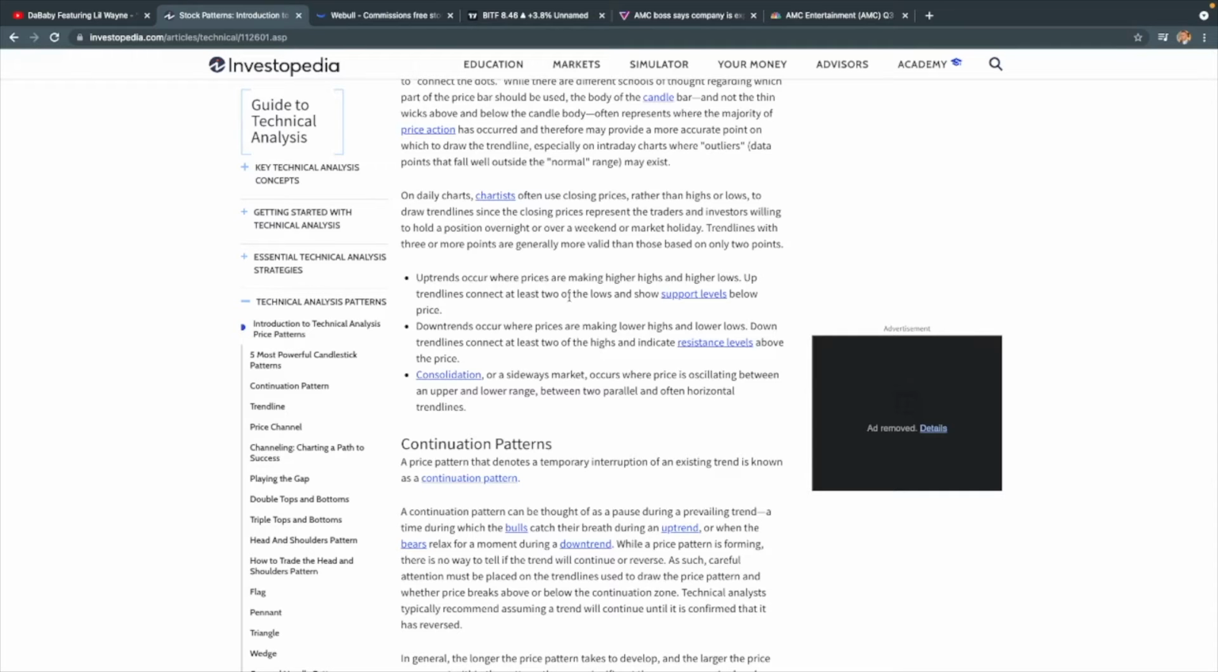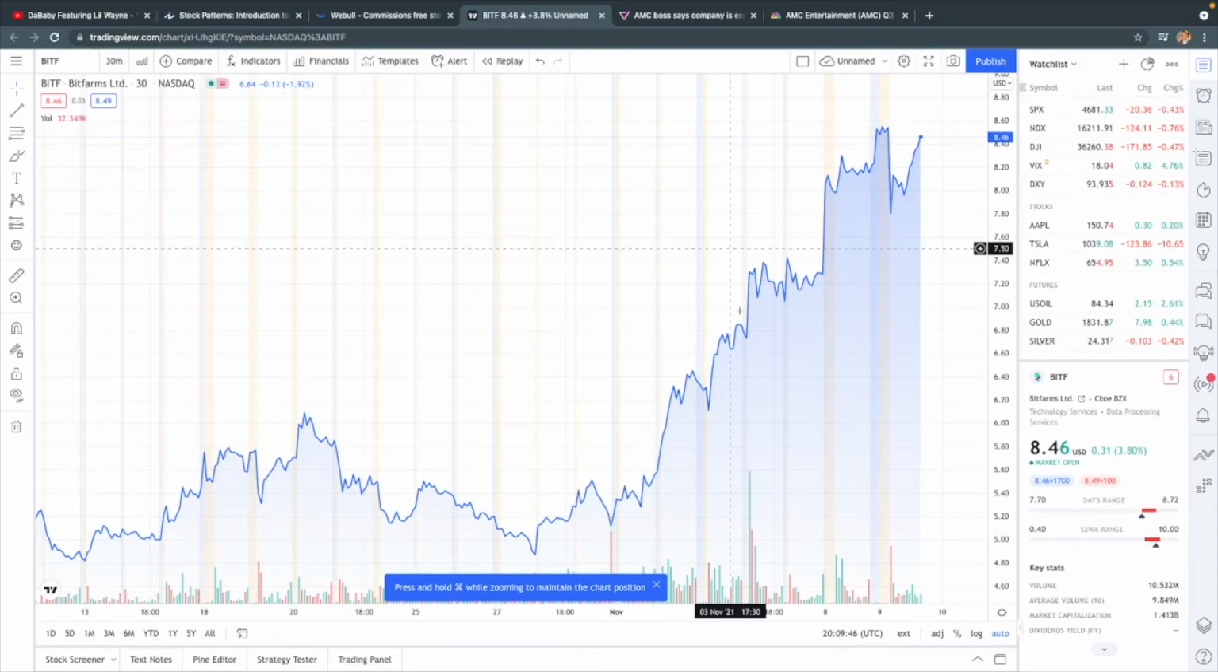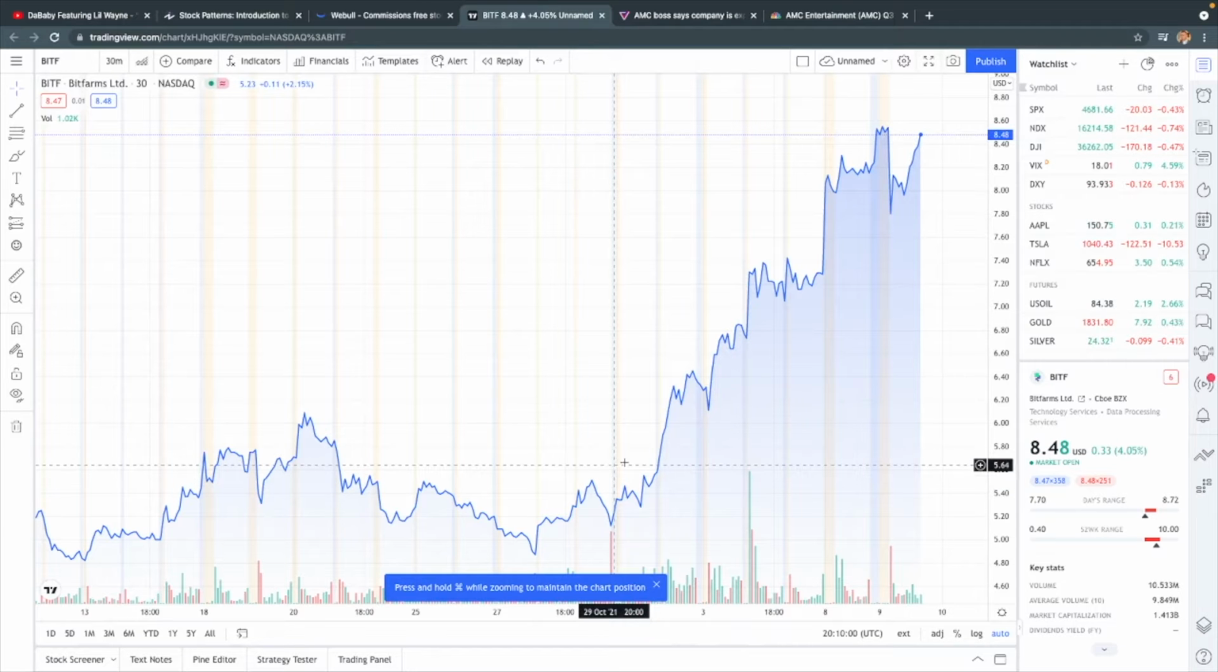Uptrends occur where prices are making higher highs and higher lows. Pretend there is a line right here that goes through here. You see these higher highs, and then you have your higher lows over and over. This is Bitfarms right here. We've talked about Bitfarms on the channel. If you see, it's on this huge uptrend right now, with higher highs and higher lows. And the same thing for a downtrend, you're going to get lower lows and lower highs. Same thing whether it's an uptrend or downtrend.